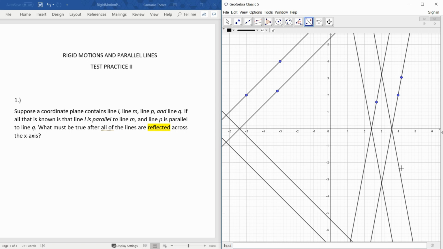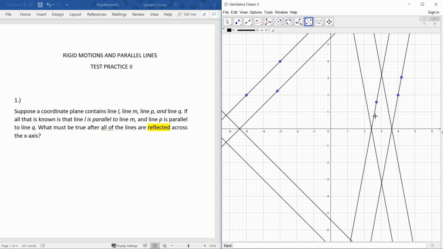Yeah, maybe it looks a little crazy right now, but that's okay. What's most important is that you try to visualize these new parallel lines by themselves, this one and this one. These two right here are going to be the parallel lines, and all it's saying is what must be true after all the lines are reflected. The key word here is reflected. So what happened here? Well, they stayed parallel. That's all this question was about.